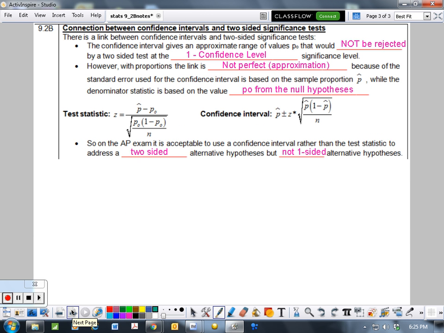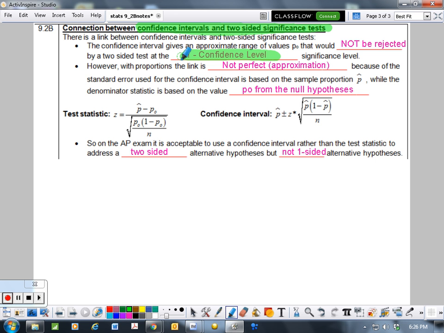What's really nice is there's a connection between the confidence interval and the two-sided significance test. What we're going to find is they're going to agree with each other. The confidence interval gives an approximate range of values p0 that would not be rejected by a two-sided test at the 1 minus confidence level. So if I'm looking at a 95% confidence level, I'm going to get a range of values that will not be rejected at a 0.05 alpha level or significance level on a two-sided test. But again, it's a two-sided test.